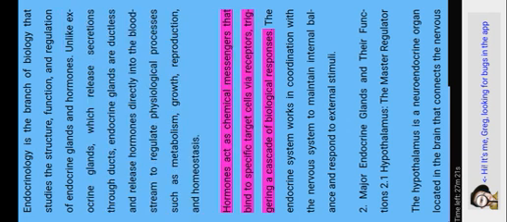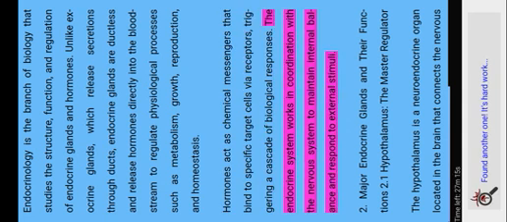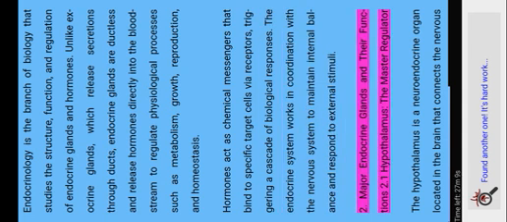Hormones act as chemical messengers that bind to specific target cells via receptors, triggering a cascade of biological responses. The endocrine system works in coordination with the nervous system to maintain internal balance and respond to external stimuli. 2. Major endocrine glands and their functions.